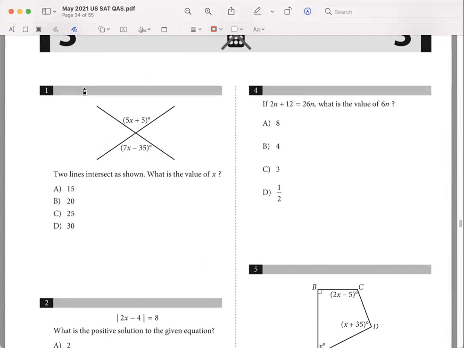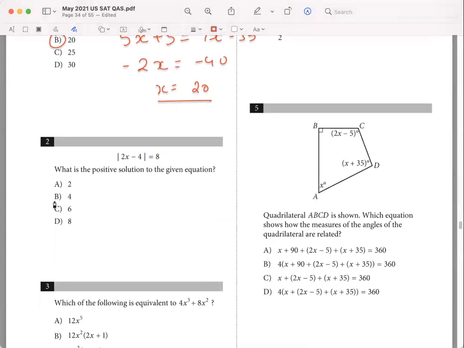Question 1. Two lines intersect as shown. What is the value of x? So we see here that the angles 5x plus 5 and 7x minus 35 are vertically opposite angles, so they have to be equal. So 5x plus 5 should be equal to 7x minus 35. So minus 2x should be minus 40, so x should be 20. So the value of x is 20, option B.